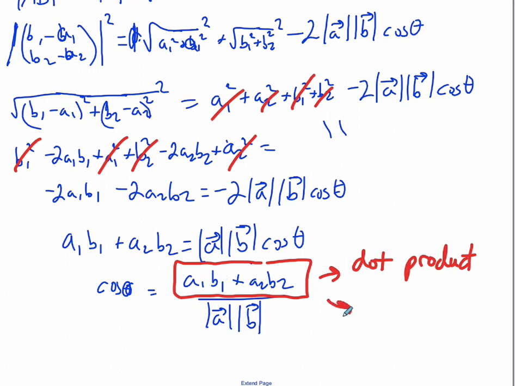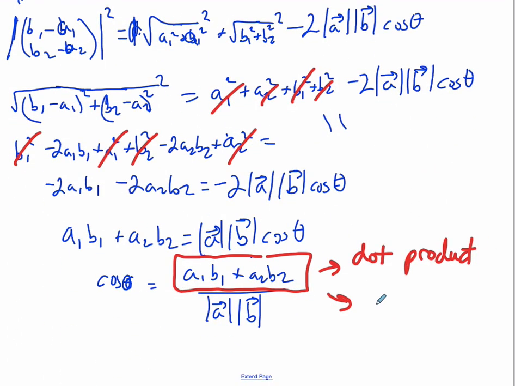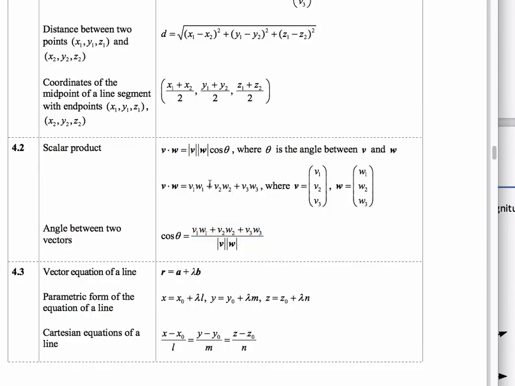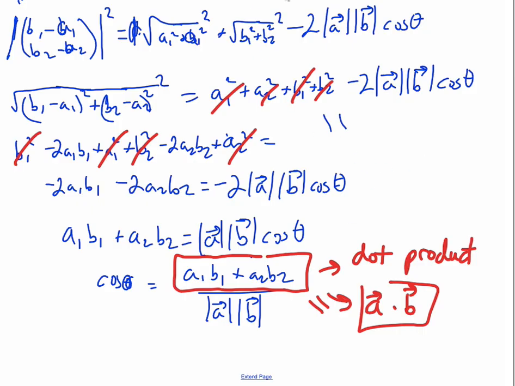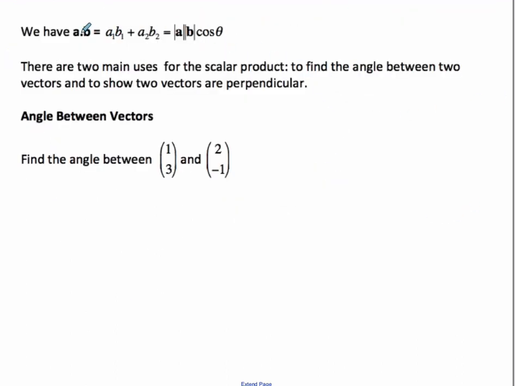So we call that a dot b. So it's just shorthand notation for this. So if you look at the formula booklet, you'll see here's a definition of the dot product, which is exactly what we just did. Okay, so let's take a look at the next one here. So this should be a dot in between, so a dot b equals a1 b1 plus a2 b2. Okay, that's what we just proved. This is a rule from the formula booklet.